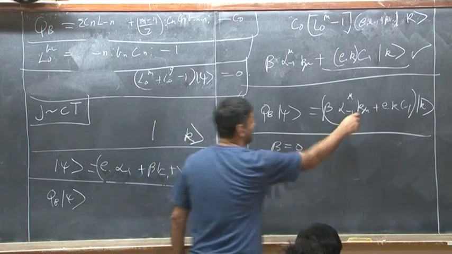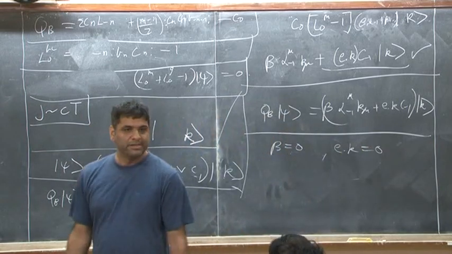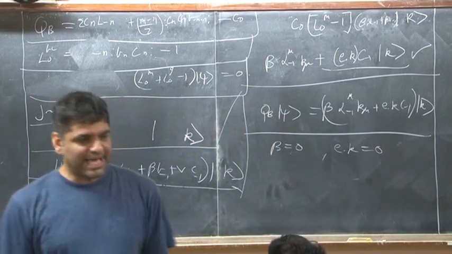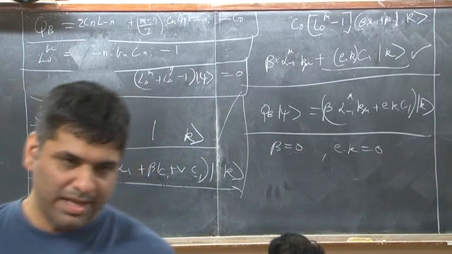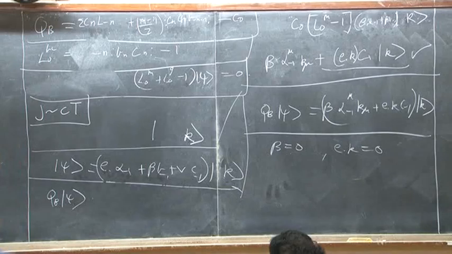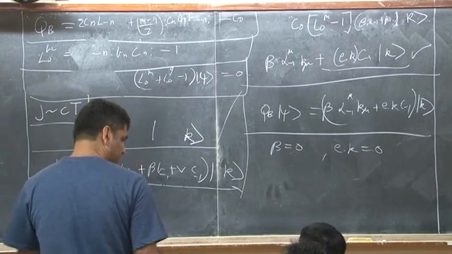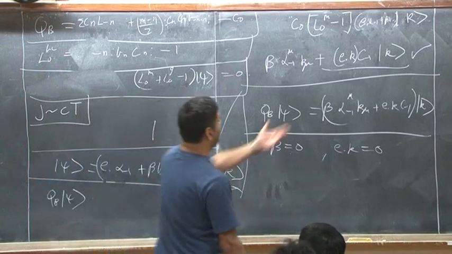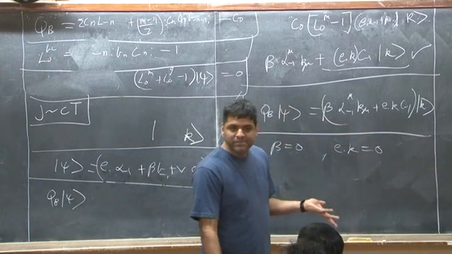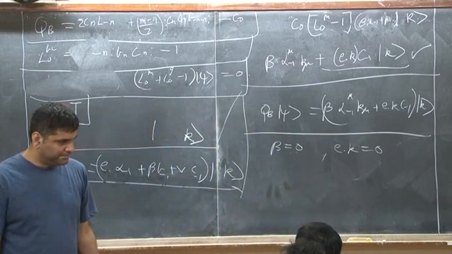Beta is equal to 0 and E dot k is equal to 0. So a state of this form is annihilated by the BRST charge if and only if beta is equal to 0 and E dot k is equal to 0. Is this clear? Just because beta multiplies a non-zero state. That's what it means to be annihilated. Is this clear?